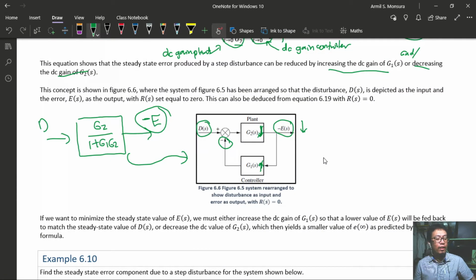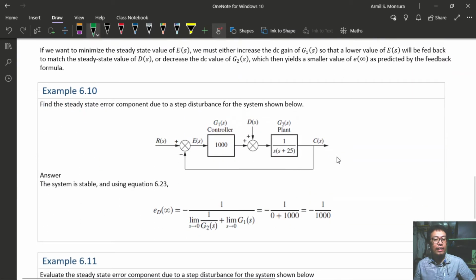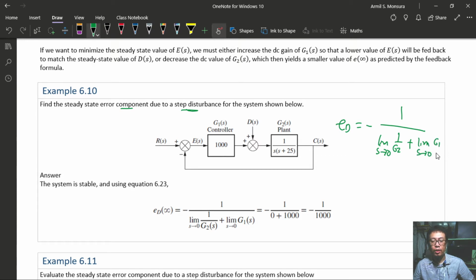Okay, so let us now look at example 6.10, okay, in which we are asked to find the component of the steady state error due to the step disturbance. Okay, so ang hahanapin lang natin is yung ED. Okay, yung steady state error due to the disturbance. Okay, so again, this is equal to negative 1 over the limit of 1 over G2 as S approaches 0, okay, plus the limit of G1 as S approaches 0.